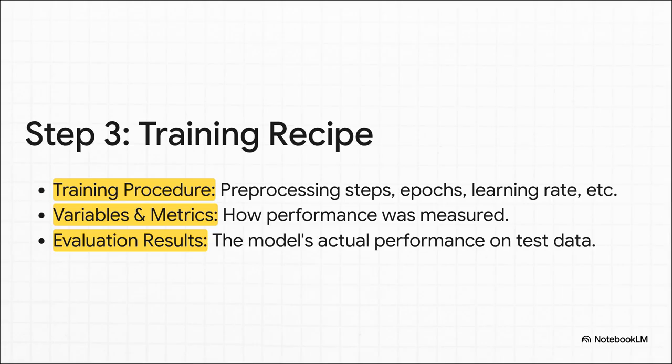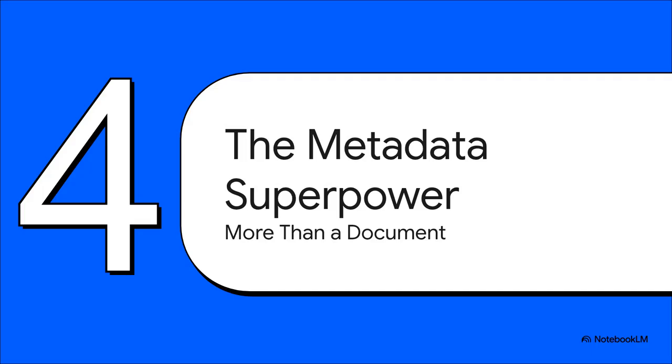The variables and metrics section explains how they measured success. Was it accuracy? Something else? This tells you what they cared about. And then you get the evaluation results, the hard data, the bottom line on how the model actually performed. This is the proof. So it's pretty clear a model card is essential for us humans.